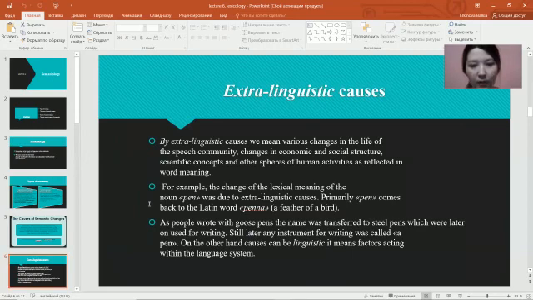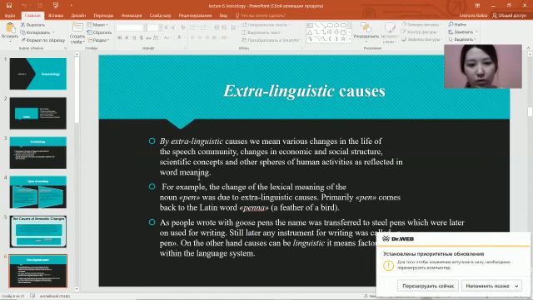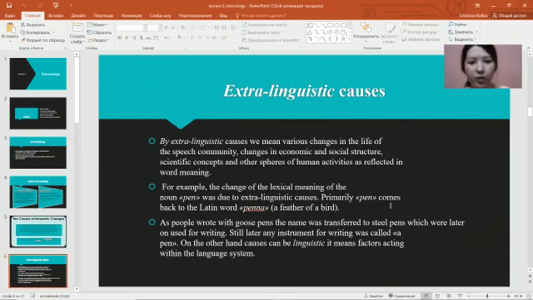So the next slide is about extra-linguistic causes. By extra-linguistic causes, we mean various changes in the life of the speech community, changes in economic and social structures, scientific concepts, and other spheres of human activities as reflected in word meaning. For example, the change of the lexical meaning of the noun pen was due to extra-linguistic causes. Primarily, pen comes back to the Latin word penna, which means a feather of a bird. And nowadays, people use pen as the name of any instrument for writing.